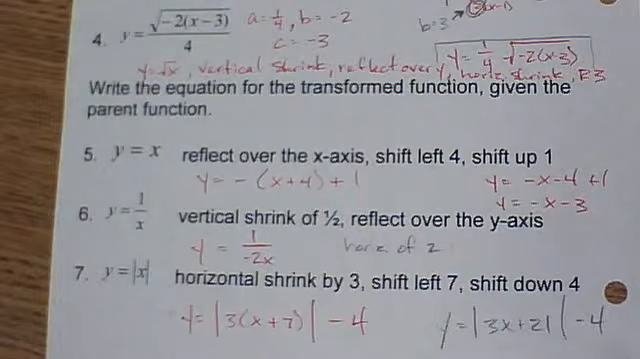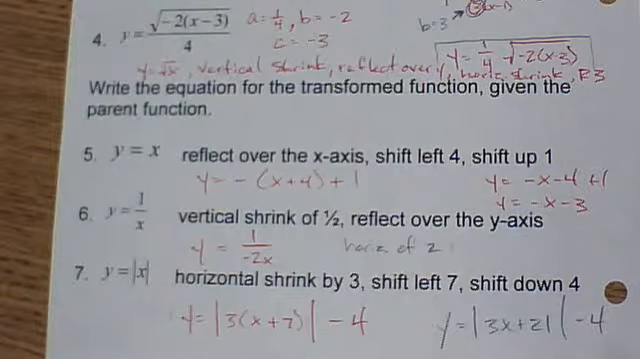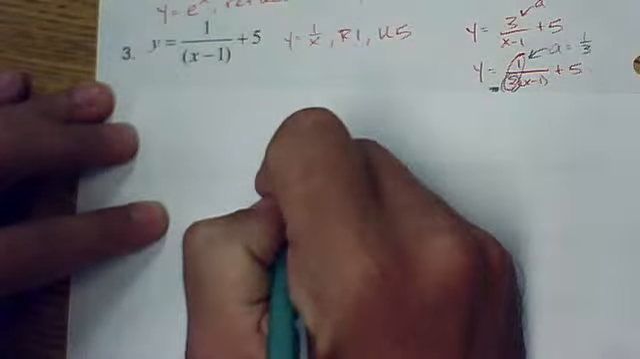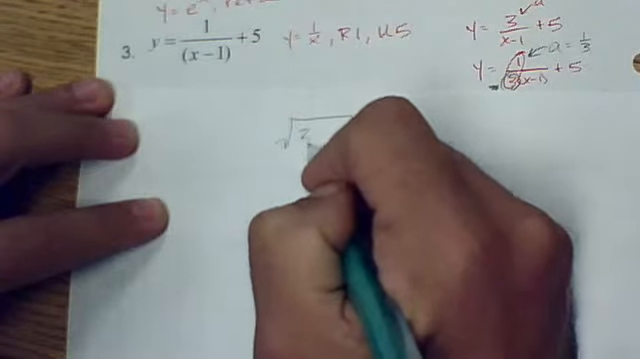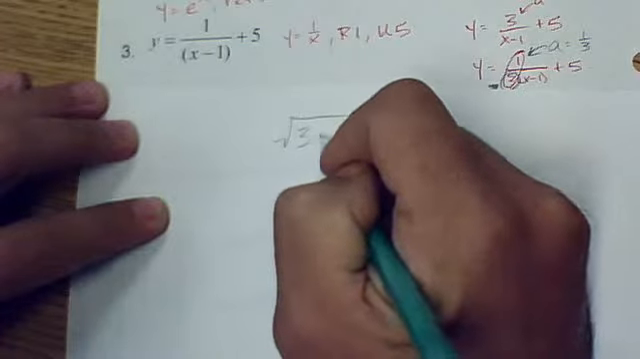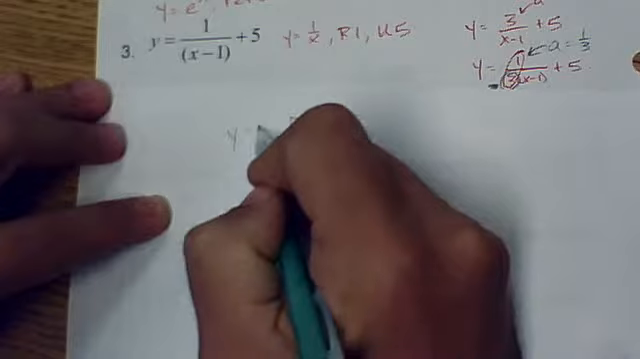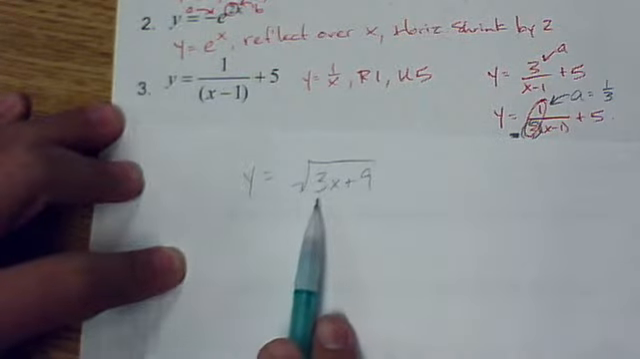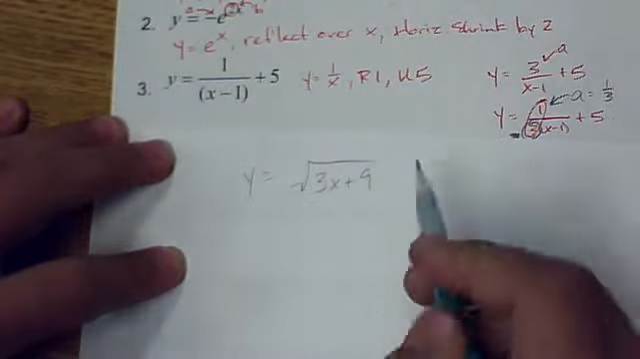I want to show you a couple more examples of different types of problems like this that you're going to see. First of all, if you have a coefficient on the inside of a function, you may look at that and think that that is a horizontal shrink and it moves left 9, but that's not true.